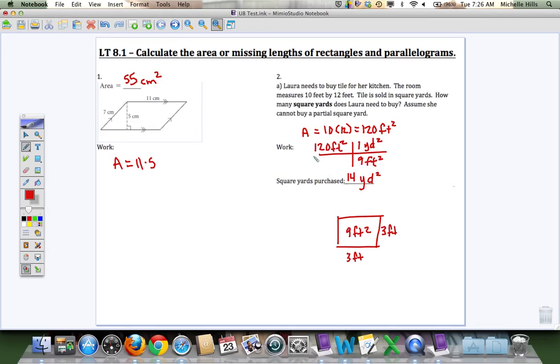Now, there were also some people who converted 10 feet to yards first and 12 feet to yards first. Don't round those answers if you do that. And then they calculated to get 14 square yards that way.